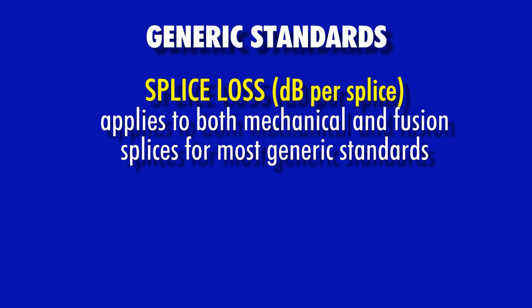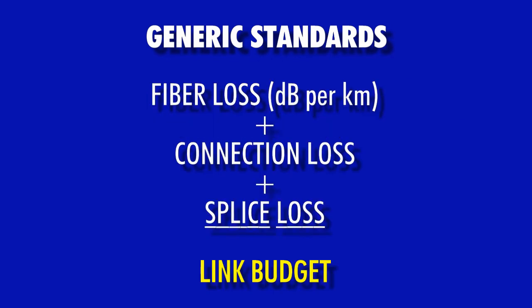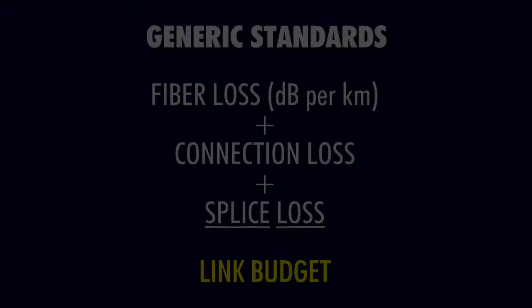Most generic cabling standards do not distinguish between fusion and mechanical splices. Adding together these three loss values determines the total end-to-end insertion loss that a fiber link can withstand before the fiber link will no longer perform as specified in the chosen cabling standard.